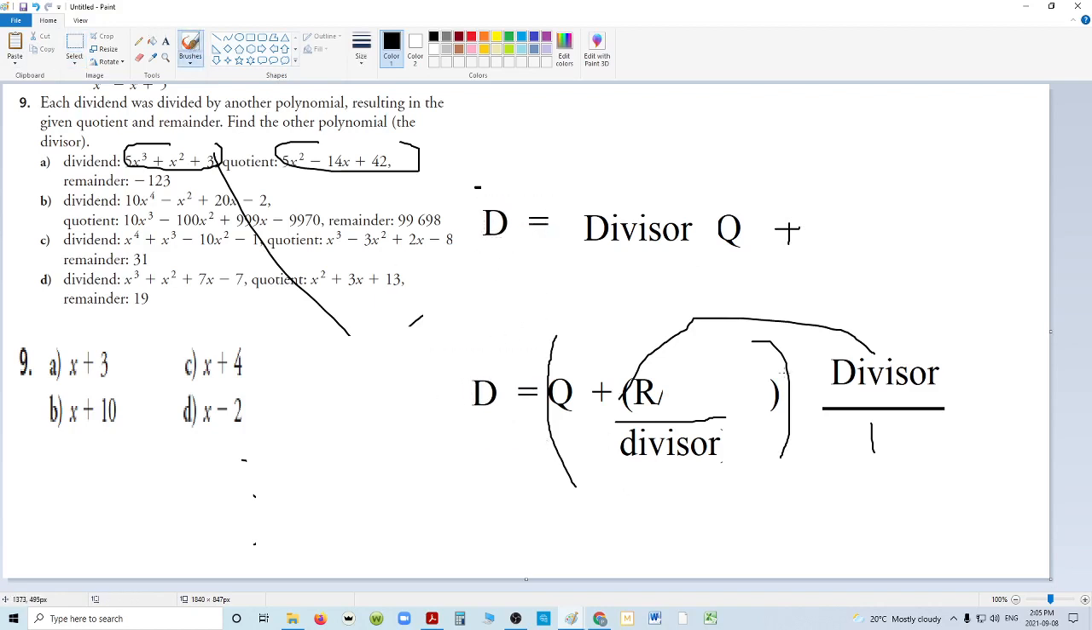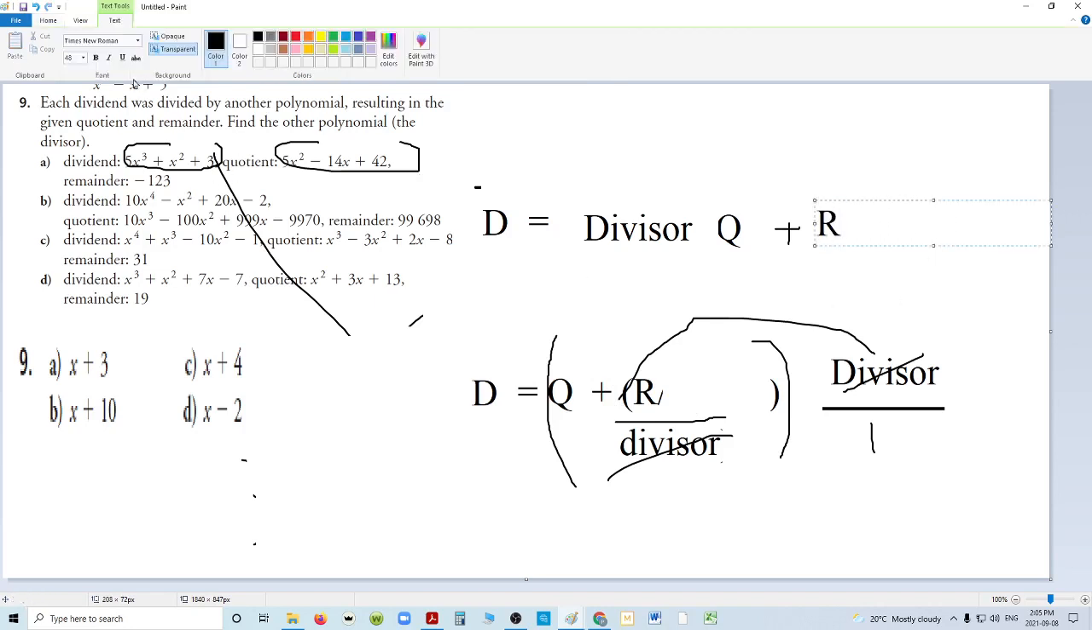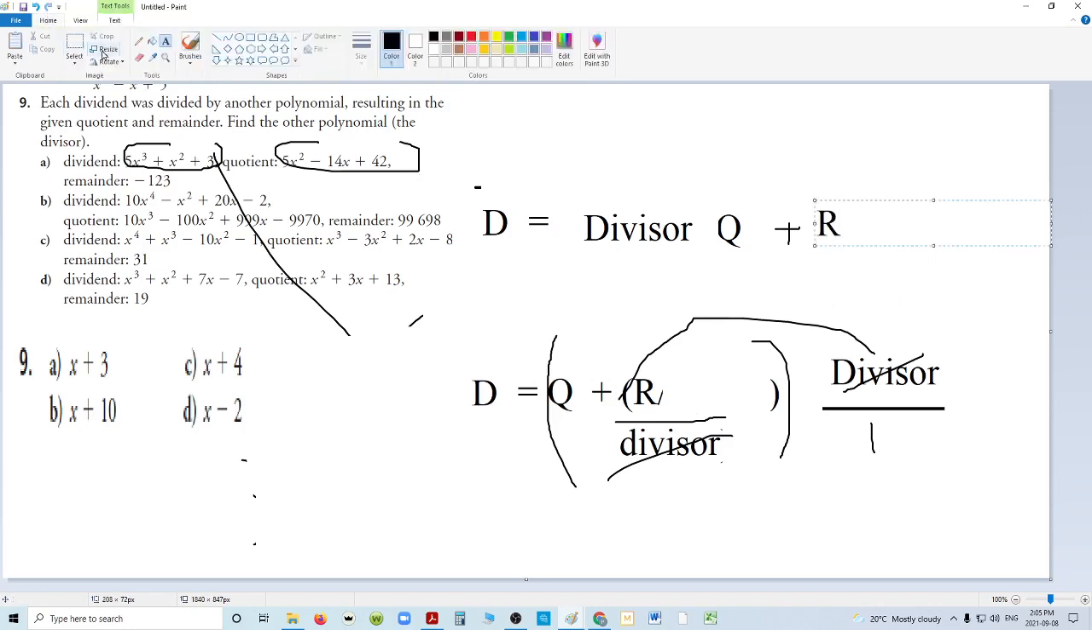When I multiply the right side, these cancel out, and I'm just left with the word remainder. So I'm left with plus r. Again, that's because divisor times r divided by divisor is pretty much divisor divided by divisor, which is 1. So I'm just left with the r. So this is what I'm left with.